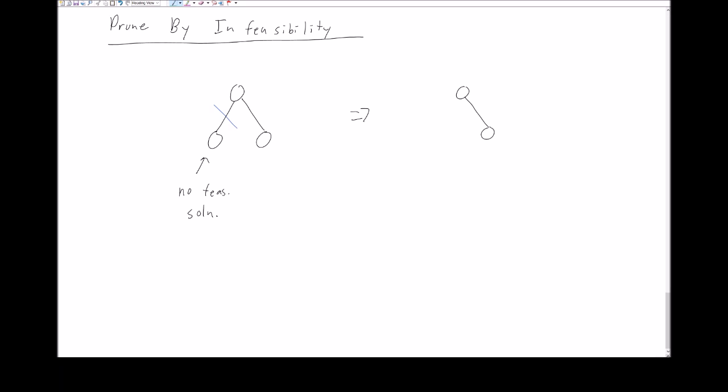The final example of pruning is pruning by infeasibility. In this case, we have a child node and we haven't found any feasible solution, or we have some certificate that no feasible solution exists. In this case, we no longer need to explore this node because this part of the feasible region actually isn't any feasible region. So we no longer need to look at it.